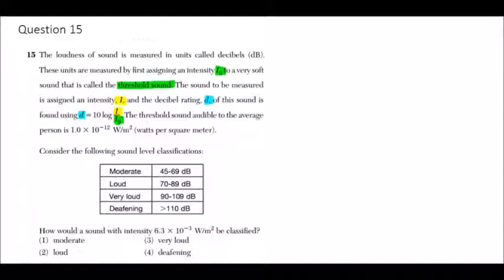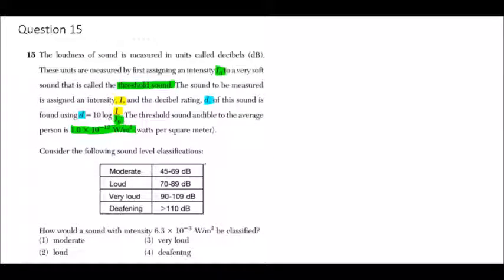And the threshold sound, which we know is I.O., audible to the average person, is this, 1.0 times 10 to the negative 12th watts per meter squared. We don't have to worry about the units too much here. This is not a physics course, so you don't have to show the steps for the units. You could just put in the numbers.